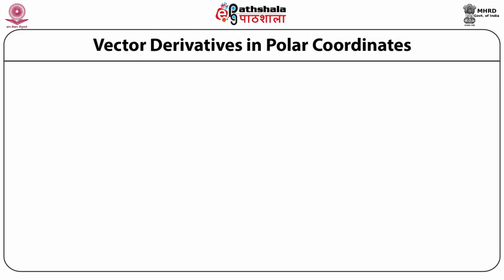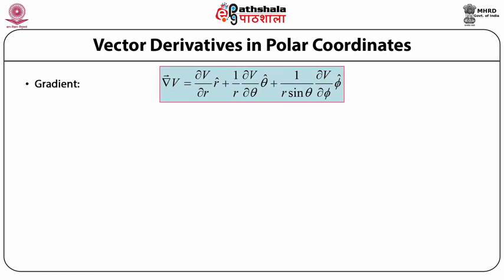Vector derivatives in polar coordinates. Now let us define the different vector operations or the derivative operations that we had defined earlier in the Cartesian coordinate system in the current spherical polar coordinate system. So first of all, let us define the gradient of a scalar quantity. The gradient of a scalar V is defined as gradient V is equal to del V by del r times unit vector r plus 1 by r times del V by del theta unit vector theta plus 1 by r sine theta times del V by del phi unit vector phi.